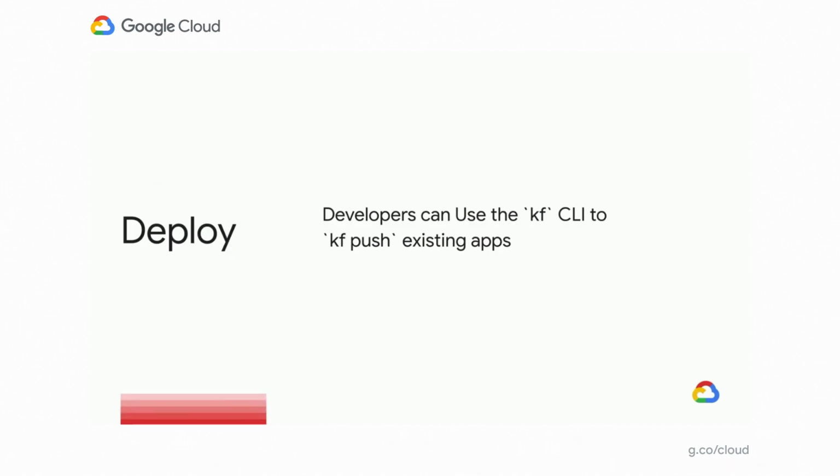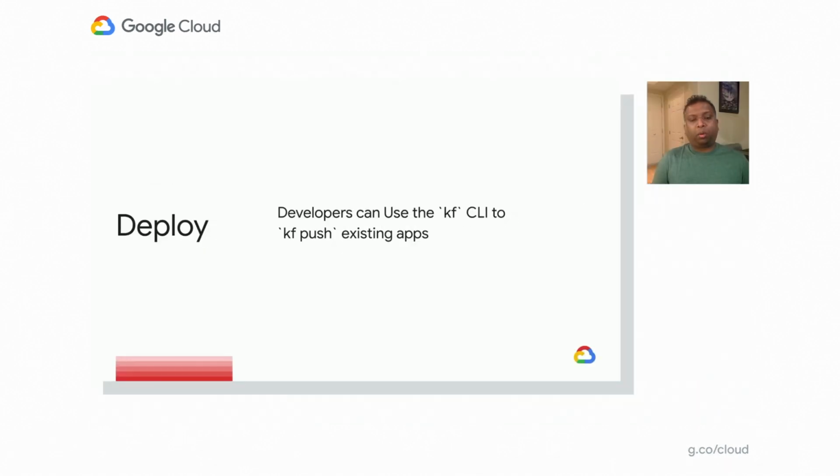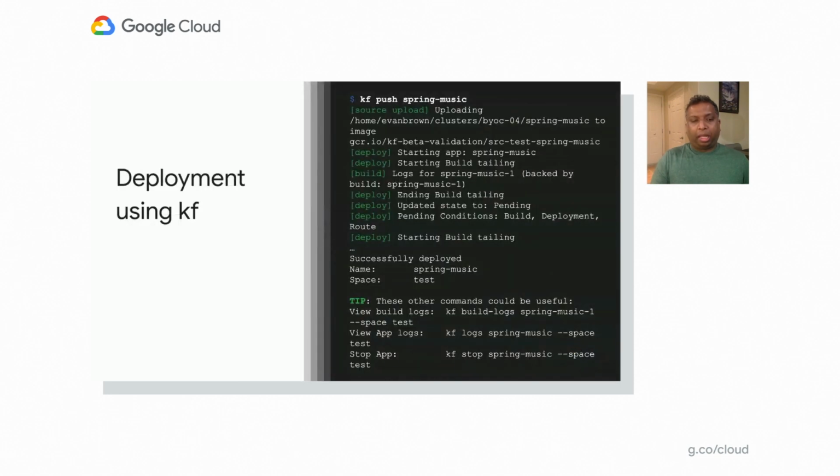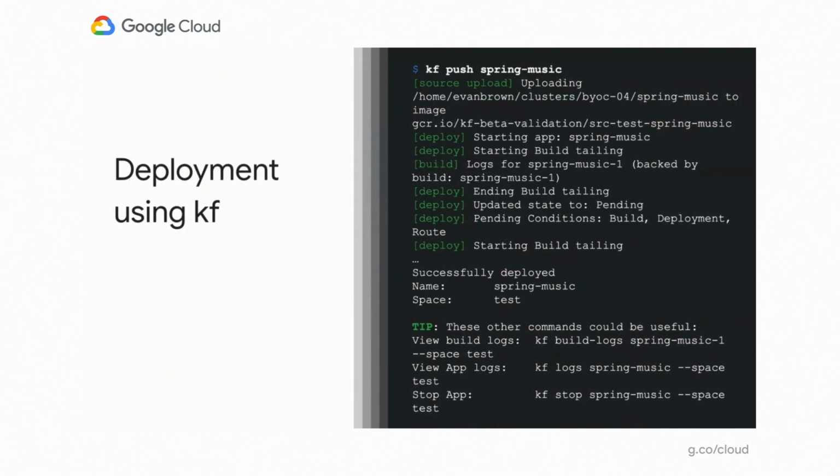The next stage of using KF to migrate your applications is now to deploy those applications. And you can do that through the simple CLI of KF and kf push. And you can migrate your existing applications to Anthos. The screen shows an example of deploying one of the very popular applications which I use to demonstrate the capabilities of Cloud Foundry. It's called Spring Music, and in this case, we are deploying that application using KF. And the developer experience will be pretty much similar to what they will see with Cloud Foundry.